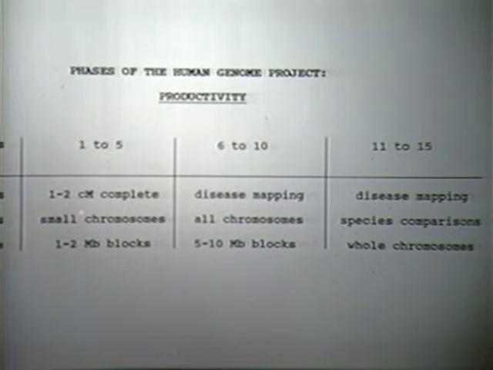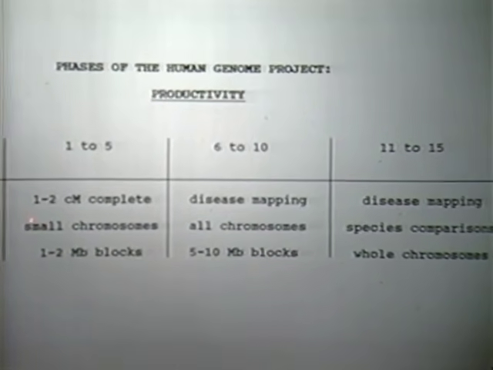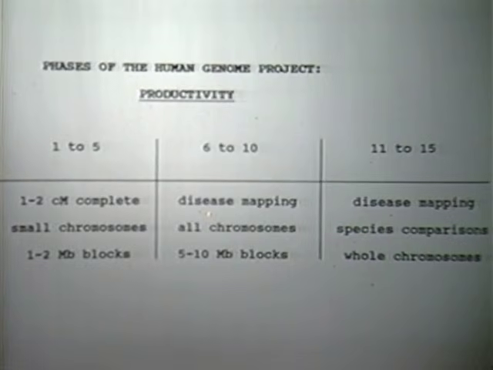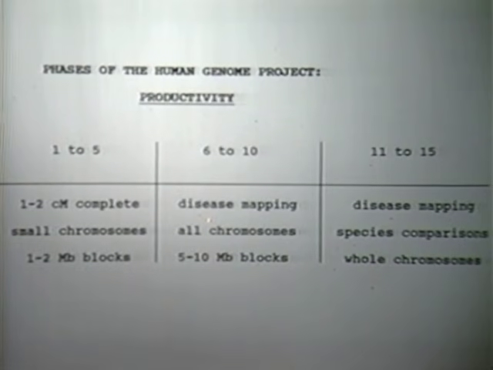In terms of physical maps, over the next 5 years, we'll see complete maps of a number of the smaller human chromosomes. Probably within 10 years, we'll have physical maps of all the human chromosomes. And beyond that, we'll start to look at other species.